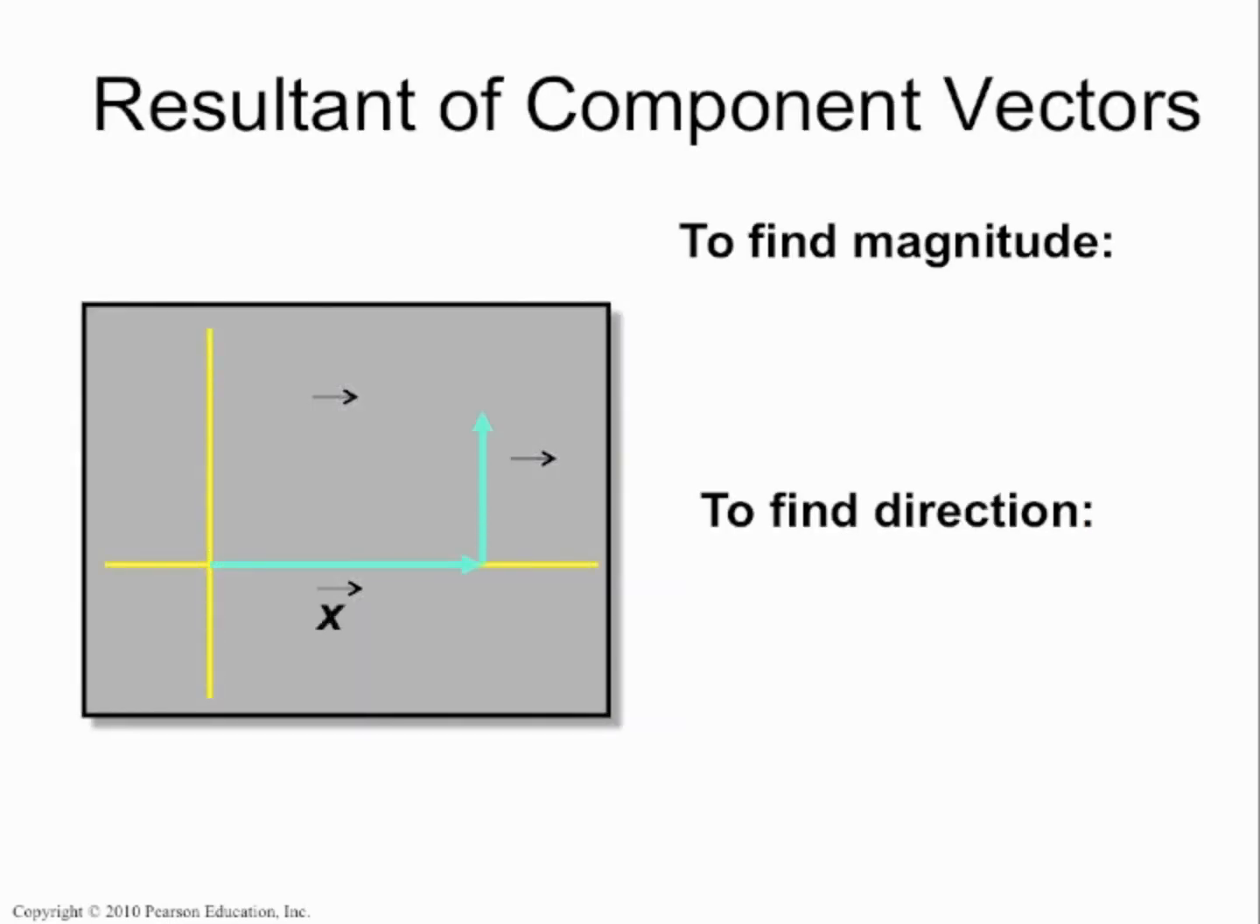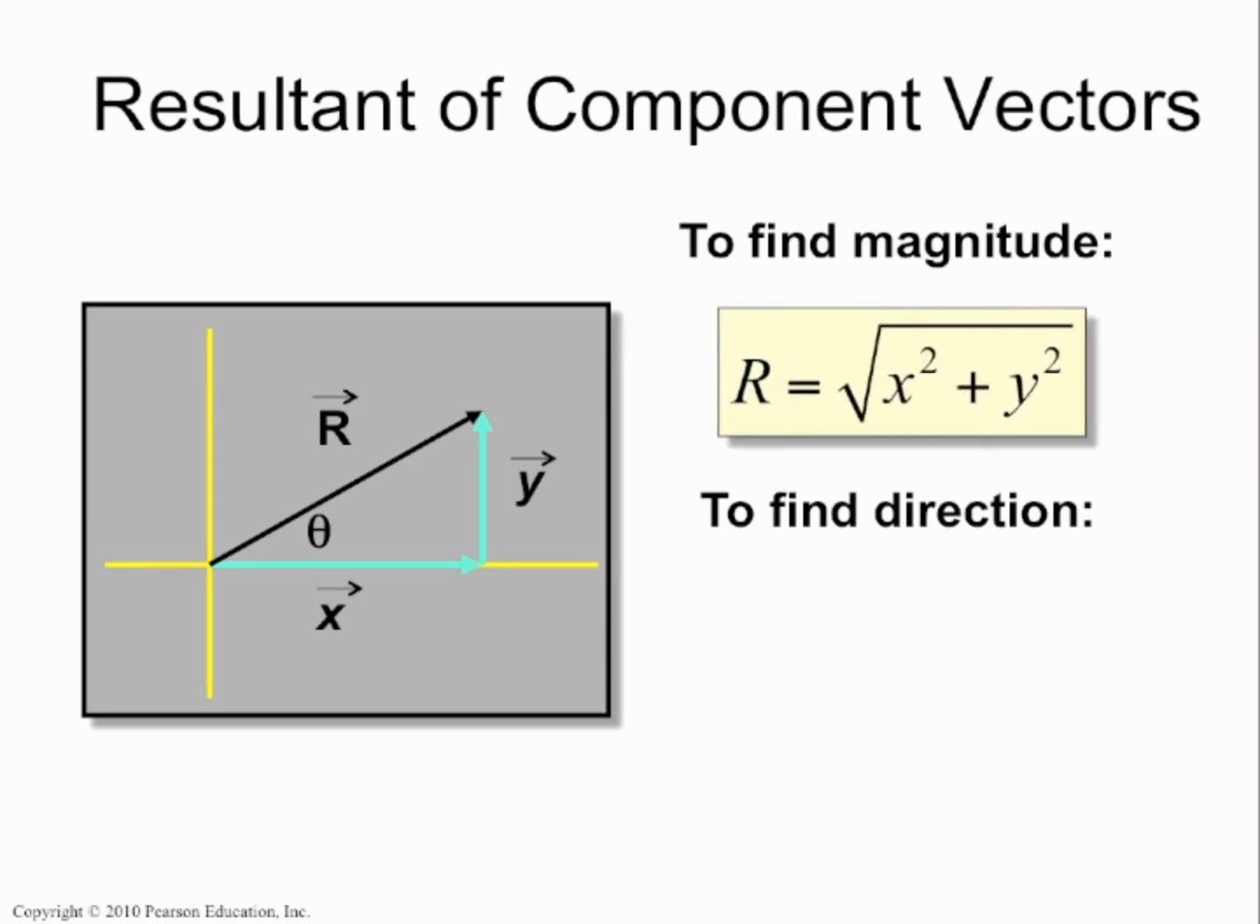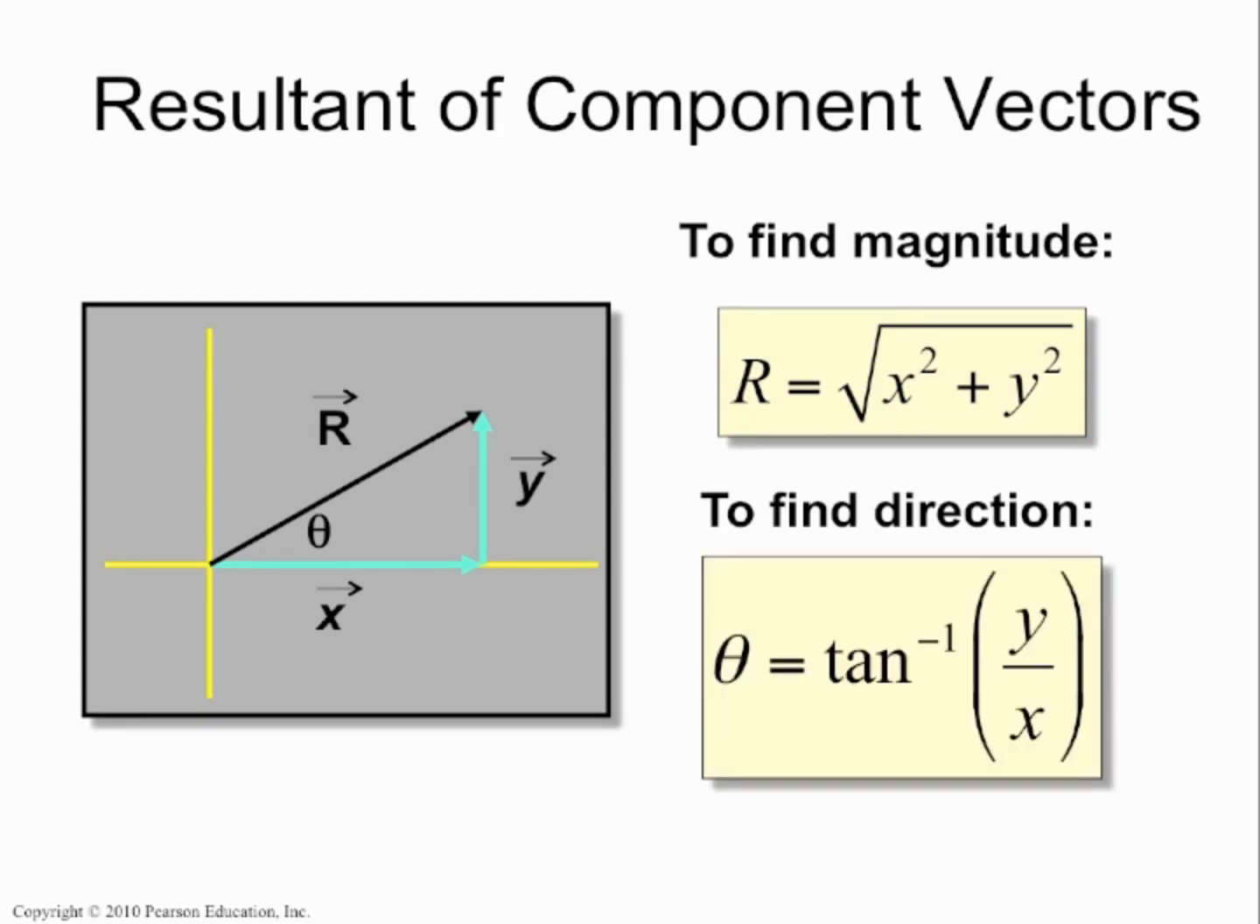Resultant of component vectors. Okay, so let's say we have this situation. We have vector r, which is the resultant, and its direction is angle theta. Vector x is the horizontal component, and vector y is the vertical component. To find the magnitude, it's r equals square root x squared plus y squared, one of those trig corollaries. And to find direction, it's theta equals inverse tangent y over x.